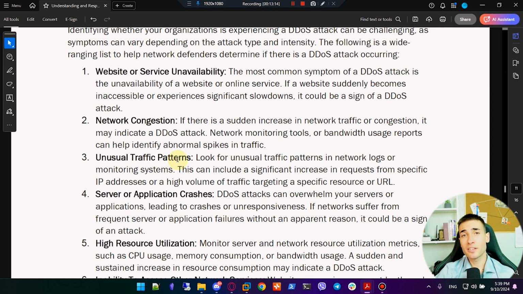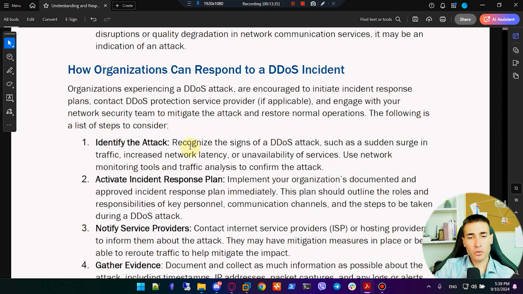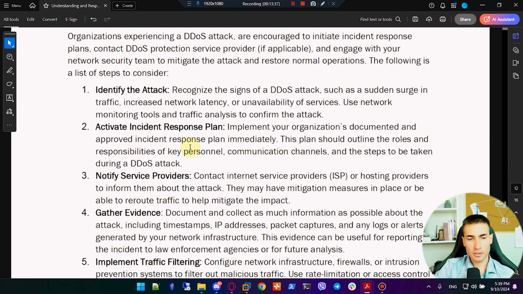In order for you to identify it, you have to have the instruments to do it. That's why you need IDS, that's why you need CDN providers, that's why you need clear communication with your ISP provider and so on. You have to look at the data to identify what's wrong. How can organizations respond to a denial of service incident?